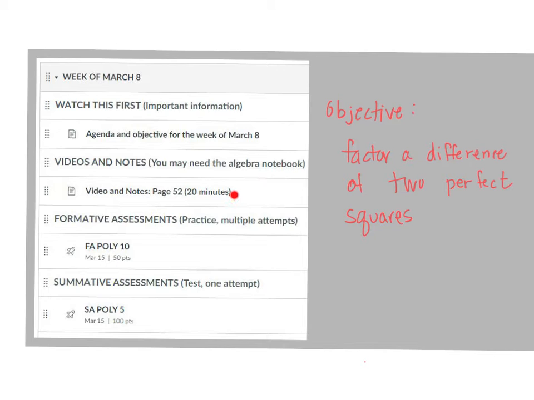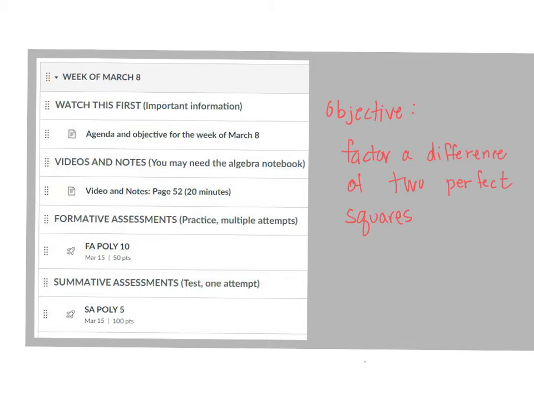One of the big things that I try to do in this video is link together what we've already done with multiplying polynomials in with our new objective for this week about factoring the difference of two perfect squares. So make sure you're paying close attention for that, and that's what took me a little bit longer to make sure that I make those connections.